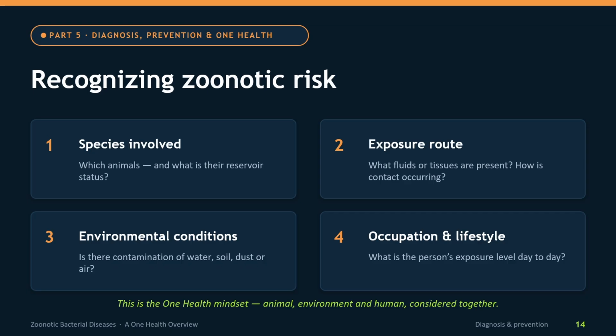Recognizing zoonotic risk requires thinking about the animal, the environment, and the human. What species are involved? What fluids or tissues are present? Is there environmental contamination? What is the person's occupation or exposure level? This is the One Health mindset.